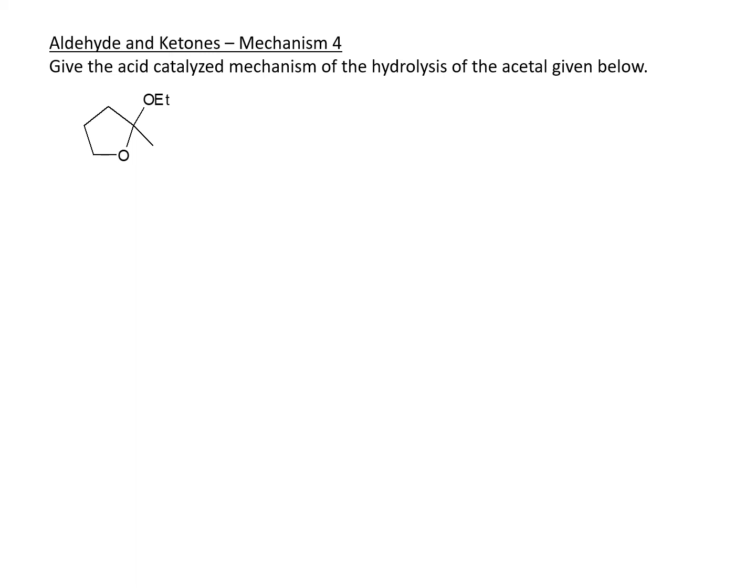Give the acid catalyzed mechanism of the hydrolysis of the acetal given below. So when we're talking about hydrolysis of this, it means that this is my starting material and I'm going to be going towards some products. The products of an acetal are carbonyl and alcohol.